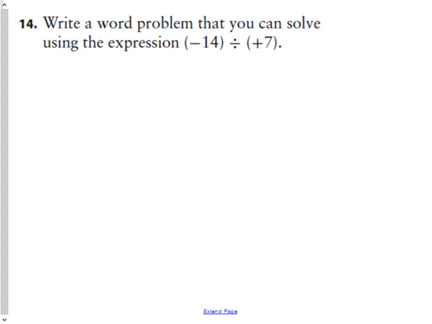Question 14, write a word problem you can use to solve the expression negative 14 divided by positive 7. So, I owe $14. And I want to divide them into 7 manageable payments. I want to pay off my debts in 7 days or 1 week, divided between the 7 days in a week. How much do I have to pay off to have my debt done in a week? I would have to pay off $2 per day in a week to pay off my $14 debt. And there's infinite variations of expressions you can use, but that's the one I'm going to use.